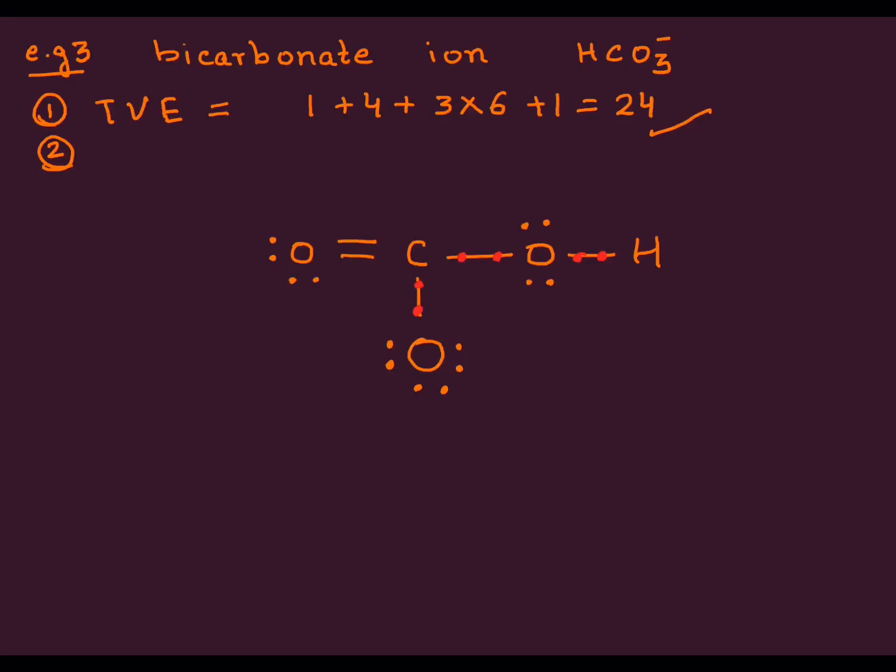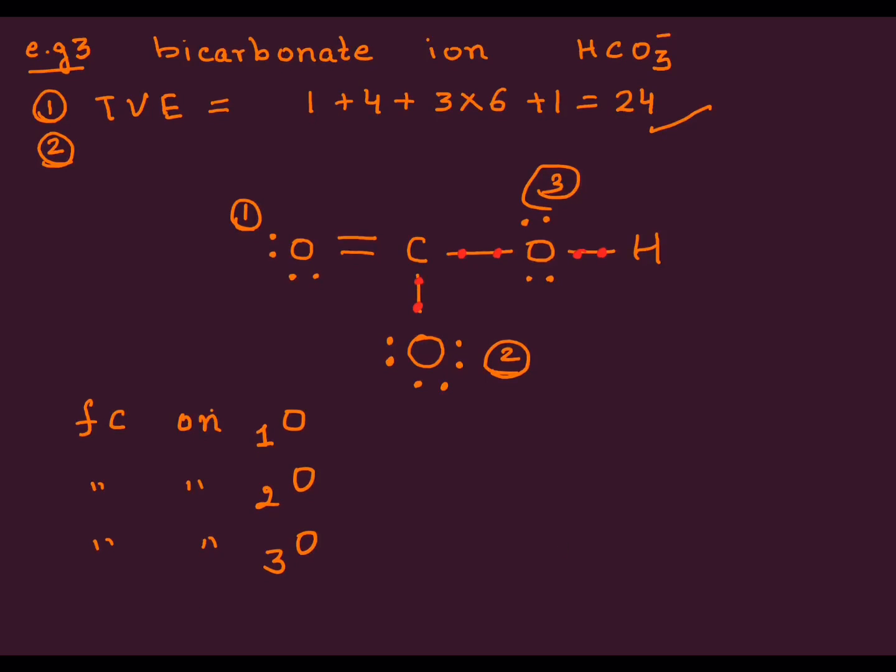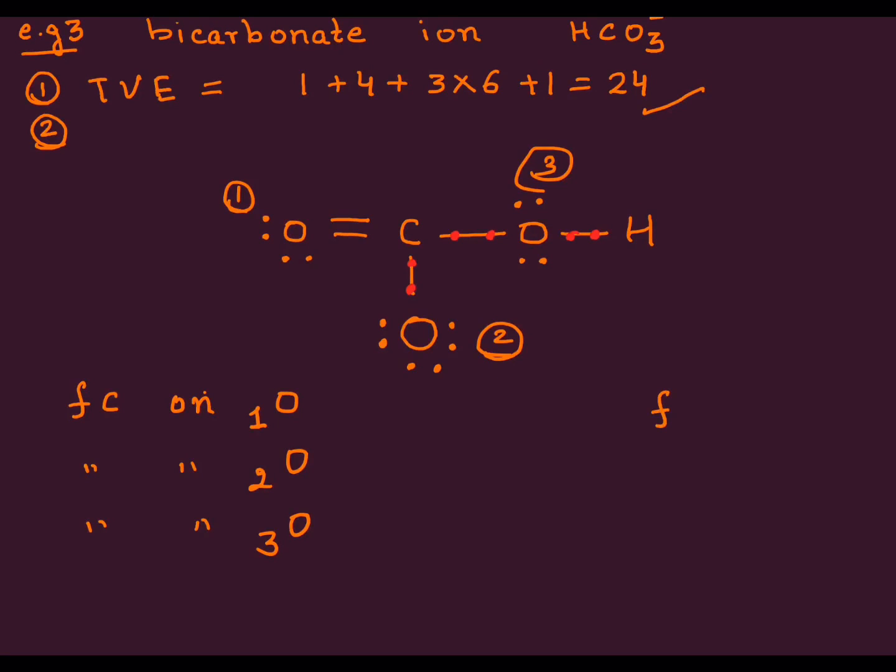What's the next step? We see the formal charge because our octet of carbon is complete. Formal charge. Now see the trick. Calculate the formal charge on each of the oxygen atoms. So let's number them as 1, 2 and 3. Formal charge on oxygen number 1, formal charge on oxygen number 2, formal charge on oxygen number 3. Of course, we are not forgetting the formal charge on hydrogen and on carbon. We do it for each and every atom.